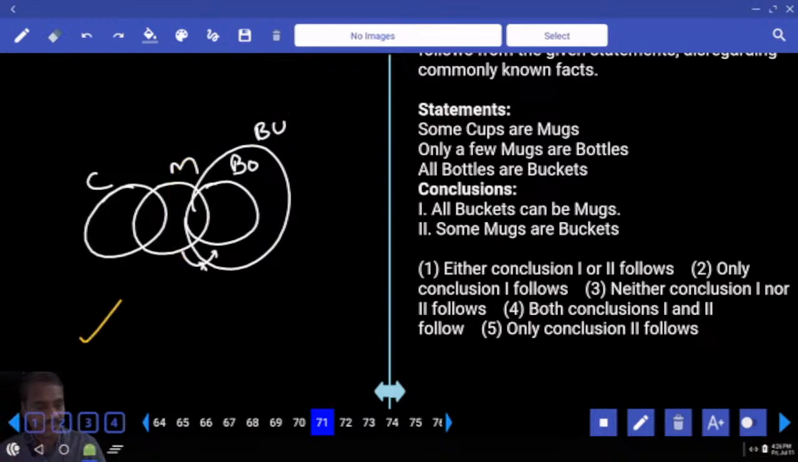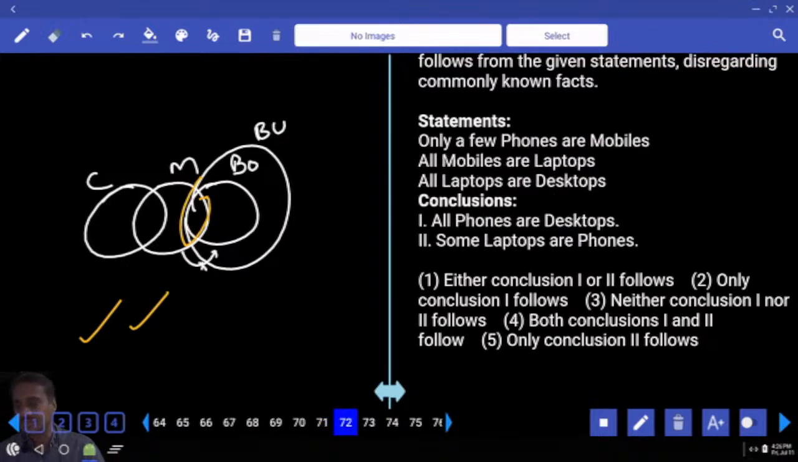What is the next one we have? And some mugs are buckets. Some mugs are buckets, that is definitely true. Hence both 1 and 2 are the choice for question number 71. Then coming to 72.